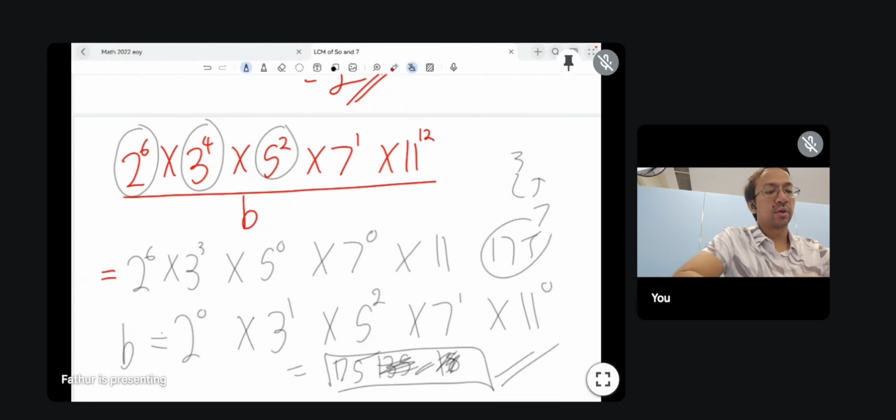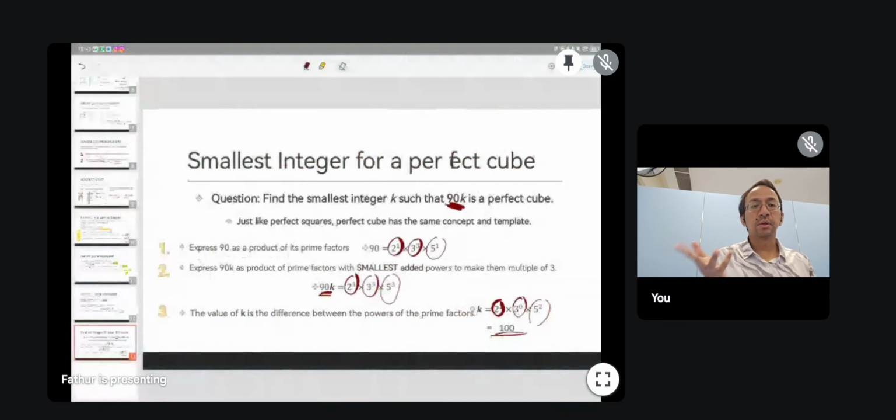Okay? That's how you do perfect cube. Apart from that, that's all for the whole topic. Simple, right? That's the whole main concept of prime factorization.